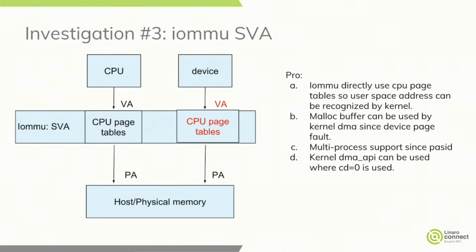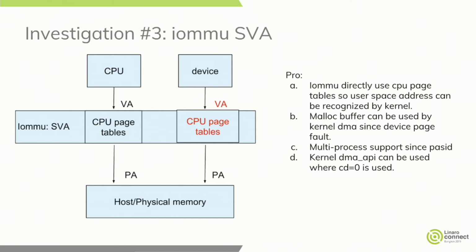If the device finds there's a page fault, it triggers an interrupt to access the malloc memory. So this is very cool, since in the whole system there is a unified page table. Also, we can support multi-process, so it just meets our requirement.